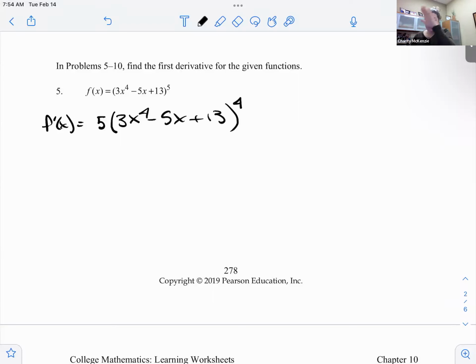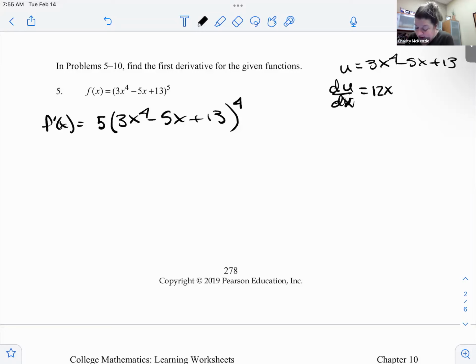Okay. So five comes down, the whole big idea, we're taking the derivative of it. Five comes down, everything stays the same inside, drop your exponent. But the new thing says, then you have to times by the derivative of the inside. So the inside we usually refer to as u, and that's 3x to the fourth minus 5x plus 13. We want to find the derivative of that, which is du dx, or, you know, whatever symbol you want to use. So 4 times 3 is 12.